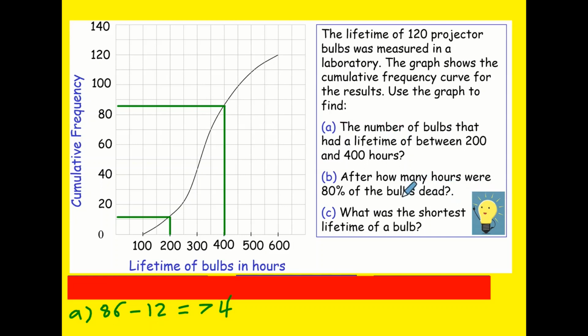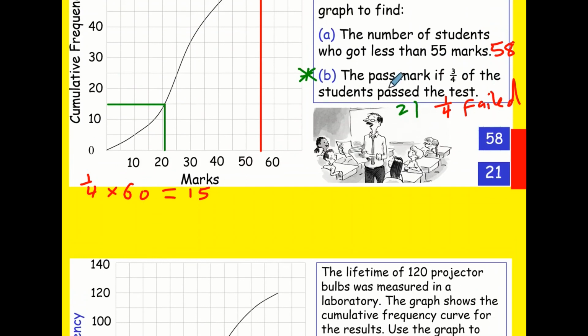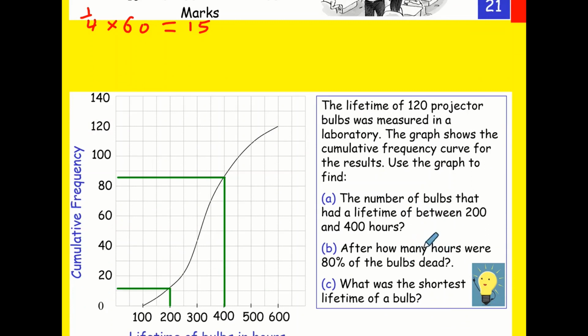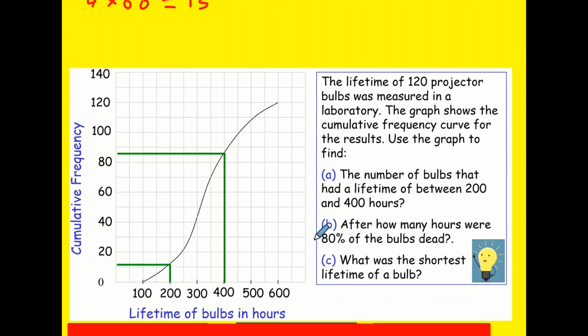After how many hours were 80% of the bulbs dead? Right, so I'm basically looking for the number of hours. It's really important to not rush these questions. The number of hours where I have a certain number of bulbs dead. So first of all, it's a bit different. So this one was 3/4 passing, and I interpreted it as 1/4 failing. So now I can see this is kind of failing as well, can't I? Because that's when the lifetime ends. So I am going to be finding 80% of 120.